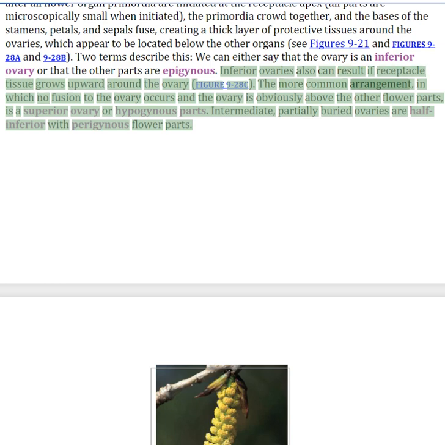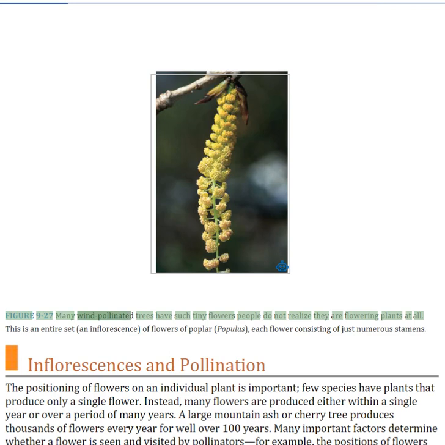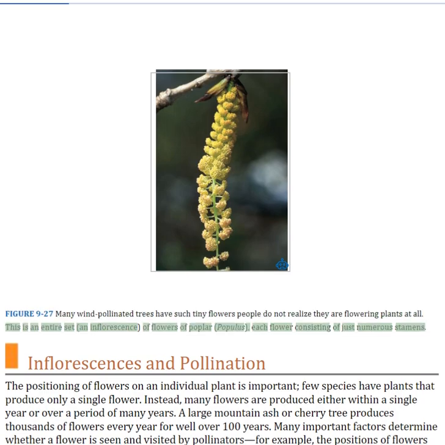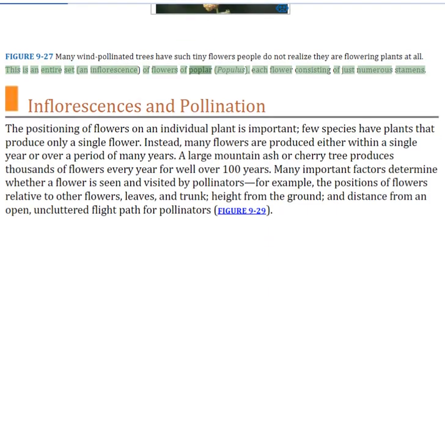The more common arrangement, in which no fusion to the ovary occurs and the ovary is obviously above the other flower parts, is a superior ovary or hypogynous parts. Intermediate, partially buried ovaries are half inferior with perigynous flower parts. Figure 927. Many wind-pollinated trees have such tiny flowers people do not realize they are flowering plants at all. This is an entire set of flowers of poplar, each flower consisting of just numerous stamens.